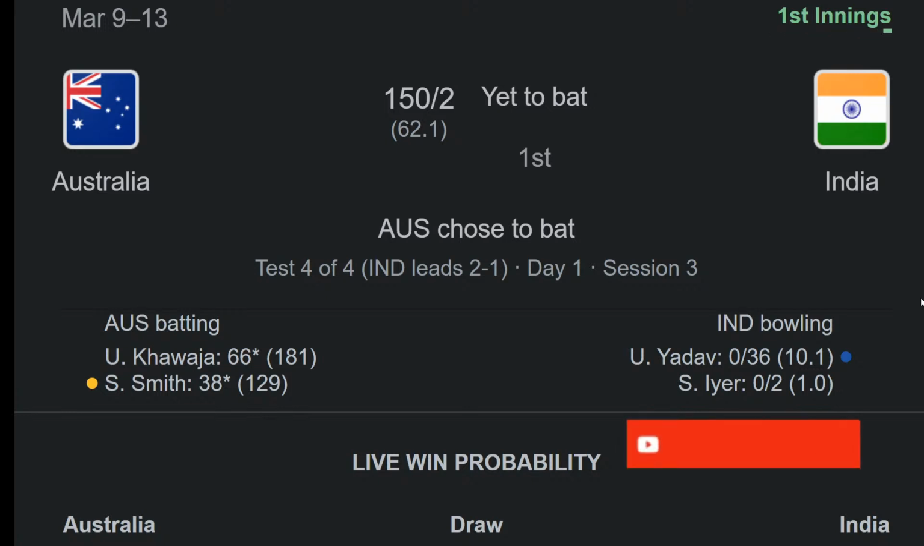Smith. Umesh Yadav to Steve Smith. First over after tea. Right arm, medium fast, Umesh Yadav. Now comes Umesh to Smith. Forward defense, back foot defensive, plays to extra cover.